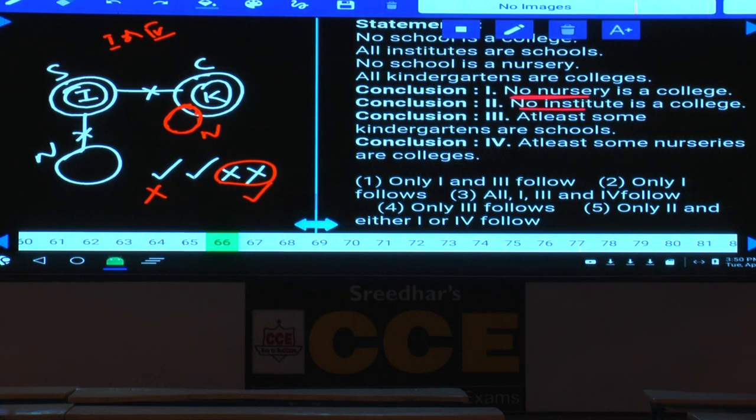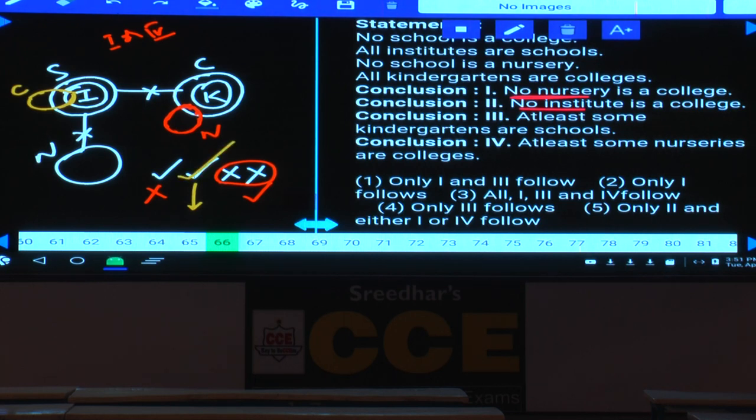Then coming to the third one, some kindergartens are schools. And the second conclusion here, negative conclusion: no institute is a college. To prove this one false, we need to prove some of the institutes are colleges. Tell me whether we can represent like this, some institutes are colleges. If you represent college like this, then some institutes are colleges will be true. But if you prove like this, what happens to the statements? No school is a nursery is fine. And no school is a college will become false. That means statement invalid. Alternate diagram cannot be drawn. This will be true forever.